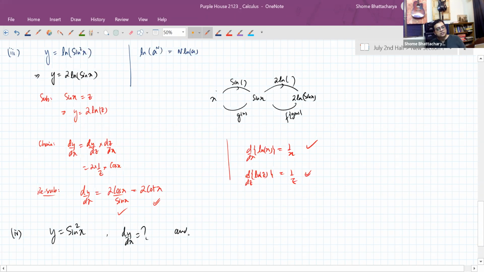Okay, and find the value of its derivative at x equal to, let's say, pi by 6. Okay, so given that y as a function of x is sine square x, you also want to find the value of its derivative, that is the value of dy by dx at the point x equal to pi by 6. So this will also, for example, show you that if I had not simplified by taking ln sine square x as 2 times ln sine x, how I would deal with the inside function being sine square x.